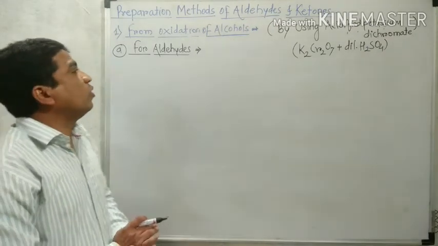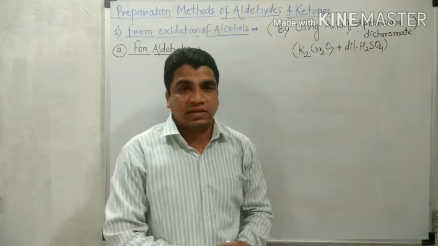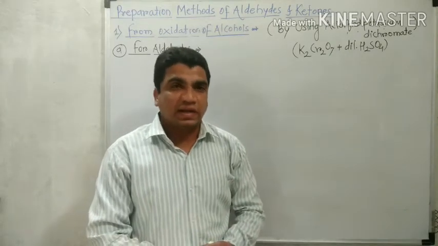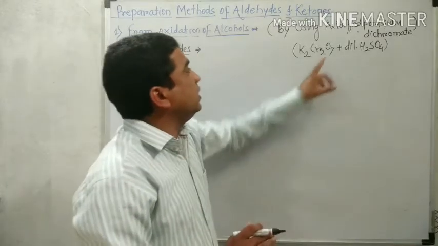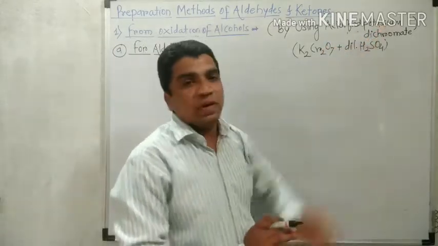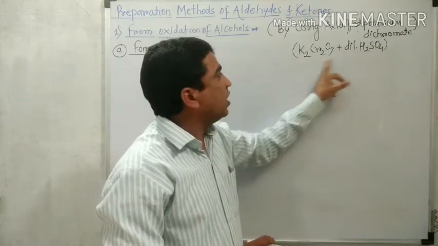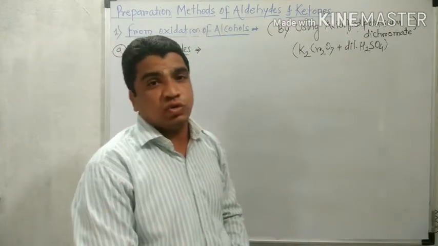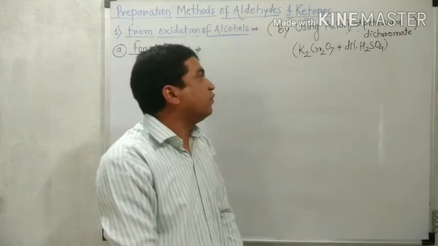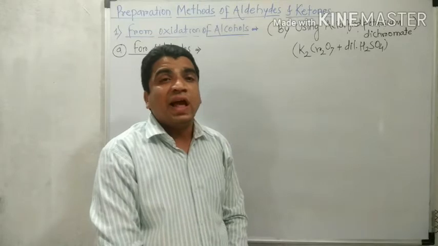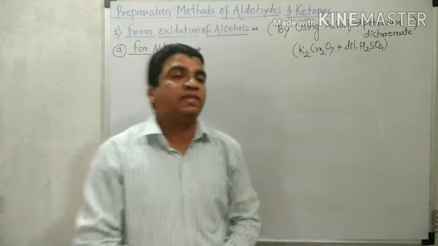Now, first of all, in this reaction an oxidizing agent is used because this is an oxidation reaction. Here we use the acidified potassium dichromate solution as the oxidizing agent. That is the mixture of K2Cr2O7 plus dilute H2SO4. Since dilute H2SO4 is present, this potassium dichromate is called acidified potassium dichromate, which acts as a good oxidizing agent in this reaction.